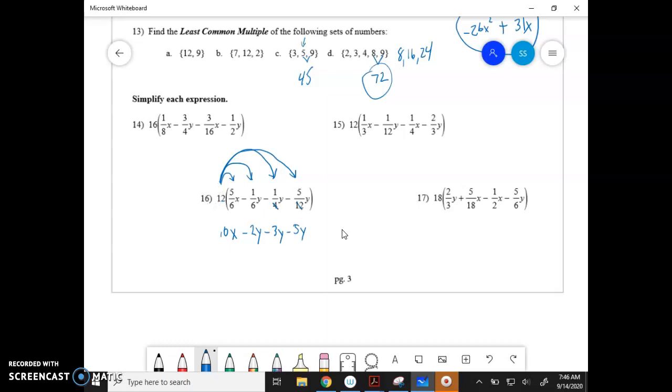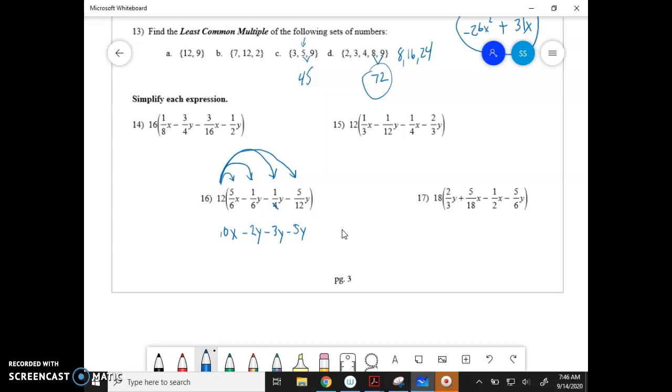Okay? But just to show you that it works both ways, if you went 12 times 5, well, that is 60. And then if you divide it by 12 again, you're going to get 5. And then just drop down that negative. Okay, so either way works, whatever way you want to do it.